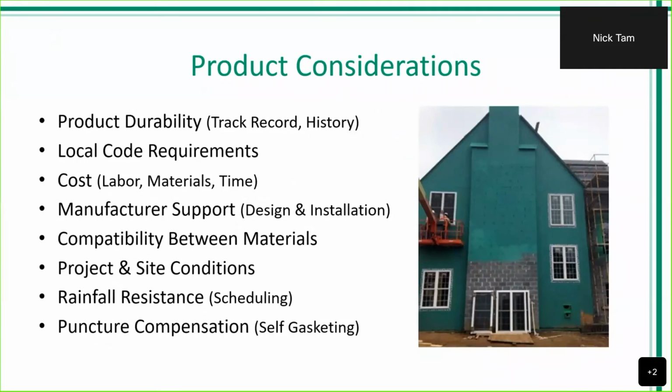So for product considerations, and this is really considerations when we talk about the type of product that we want to use, we have to look into a variety of factors, and one of those factors will be the product durability. We want to make sure it has a good track record of history. We as a manufacturer can tell you how great our product is, but if we don't have any proof showing that this product has been used in the past, are you going to take our word for it?